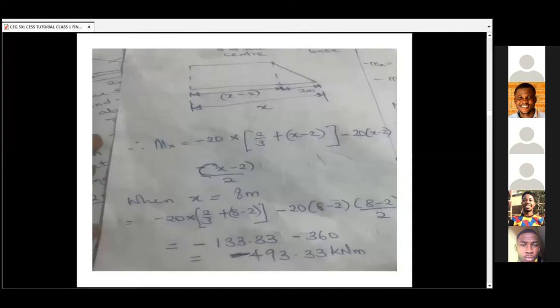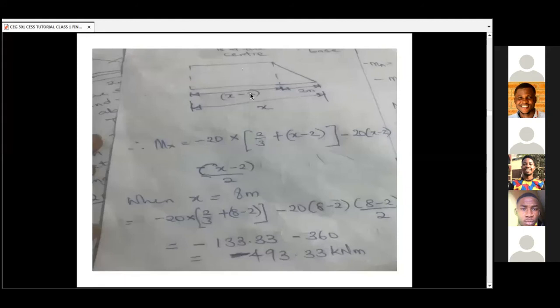Okay? Now, since we are taking moment towards the left, it will be in a clockwise motion. Therefore, the negative will show. Like I earlier stated, my clockwise is what I make negative, and my anticlockwise is what I make positive. If we're now considering the rectangle, the force still remains 20. The distance under it is x minus 2. But you know the centroid of a rectangle is at the center. So to get from the centroid will be x minus 2 over 2.